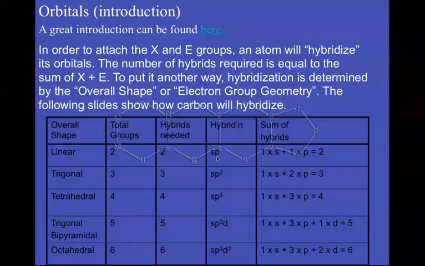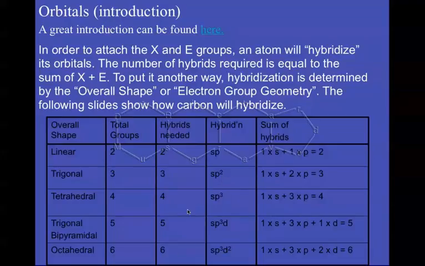We need an s and a p to make up 2 sp hybrids. Trigonal, we need 3 groups, which means we need 3 hybrids, and the hybrids would be made up of 1 s and 2 p's. The hybrids need as many orbitals to make them as they have orbitals involved in them. So if you've got an sp2, that's 3 orbitals, which comes from an s and 2 p's to give a total of 3 orbitals, which gives 3 sp2 hybrids.